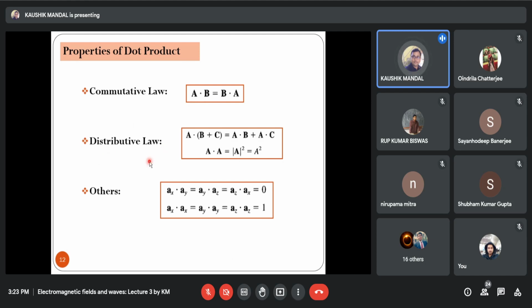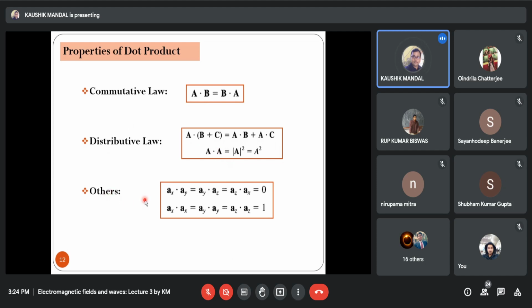Now the dot product is also distributive in nature. Distributive in nature means A dot (B plus C) can easily be written as A dot B plus A dot C. And if you perform the dot product between two same vectors, it will be the square.